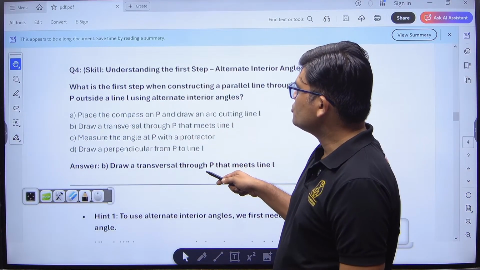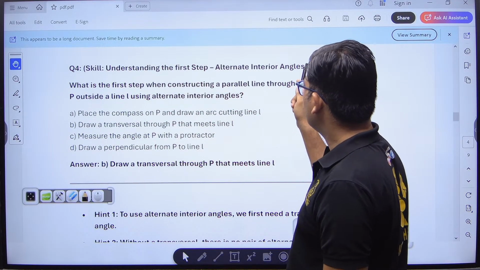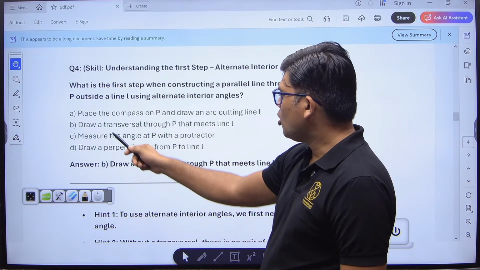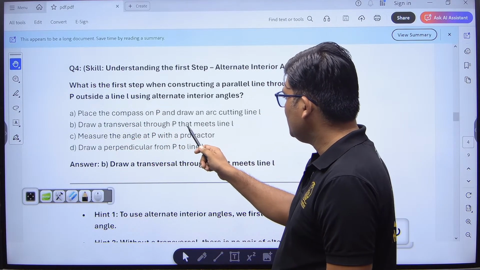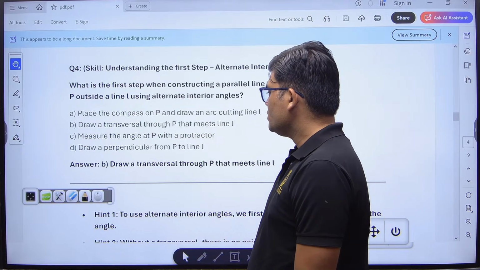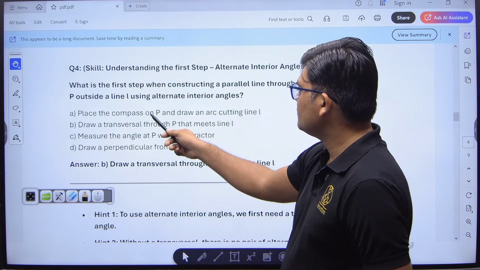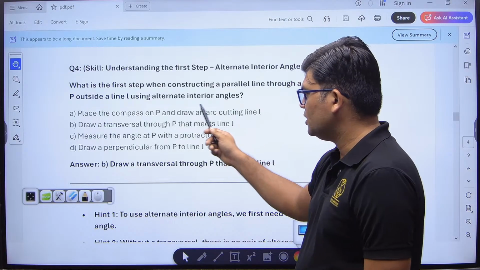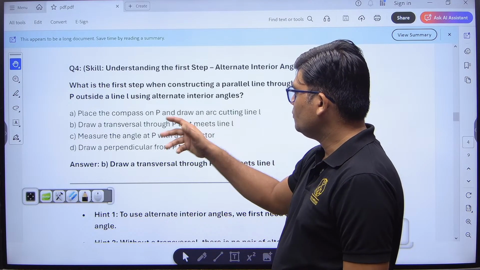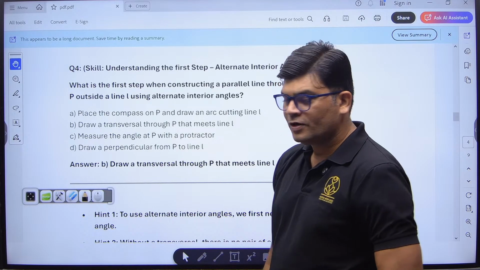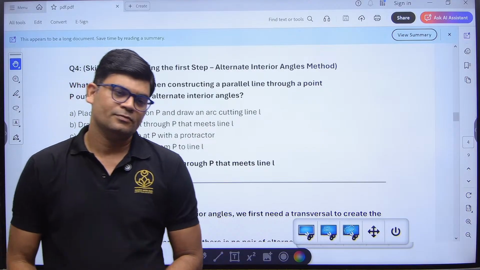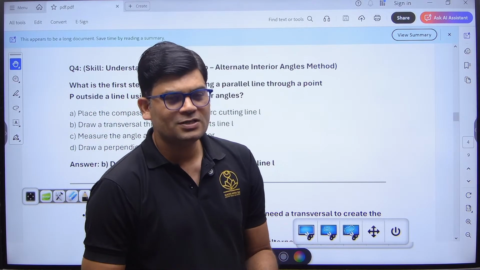Okay, last question, what is the first step in the alternate interior angles method? So the first step is to draw a transversal through point P. That means the line L. In our case, it was line M. Okay, so B is the correct answer. Place the compass on P and draw an arc cutting the line L. No, that is not it. So how can we be sure where to put the compass? So first, what we need to do is we have to draw a transversal. All right. Okay. So we have discussed these questions.